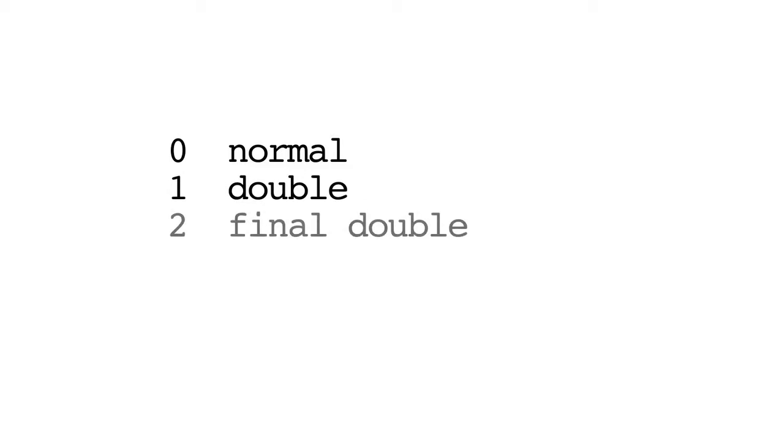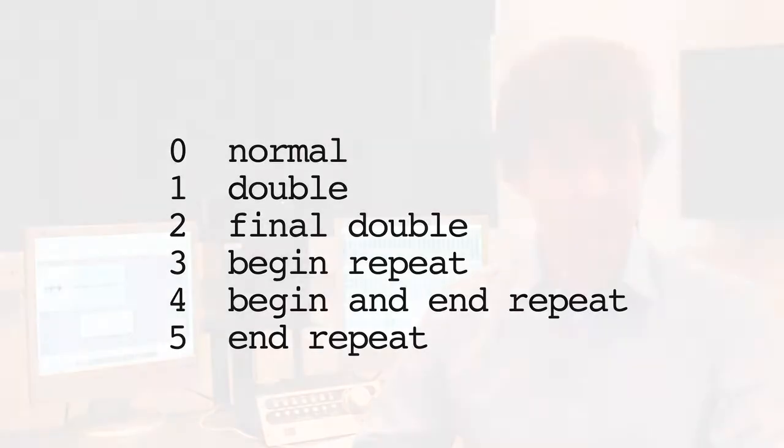So there are 6 bar line types which we can pass to the change bar line type method, and they're indicated by number IDs. So 0 is a normal bar line, 1 is a double bar line, 2 is a final double bar line, so with the thicker bar line included, 3 is a begin repeat, 4 is a begin and end repeat, and 5 is an end repeat.